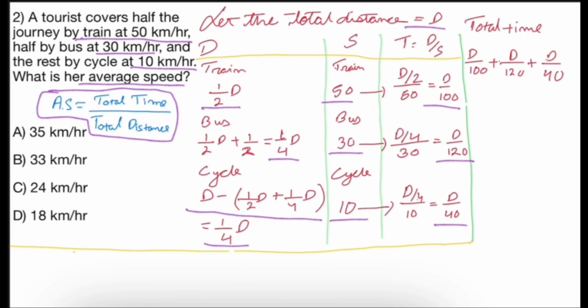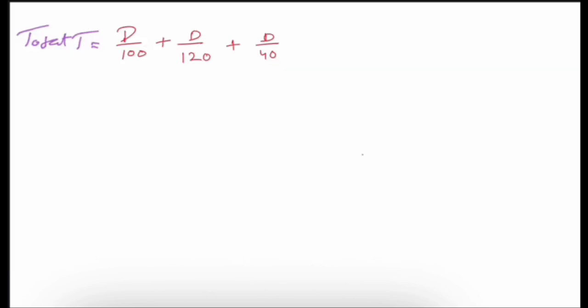So here we have got the time for the train, bus, and the cycle. Now we will add all these times to get the total time. So it's D by 100 plus D by 120 plus D by 40. To add this, first we need to take the LCM. So we'll move on to the next page to do that. So now here the total time is D by 100, D by 120, and D by 40. So if we take the LCM of these, it starts with 100, 120, and 40.